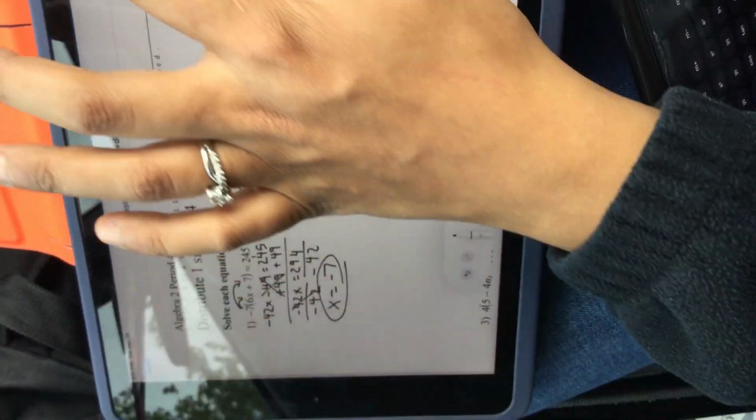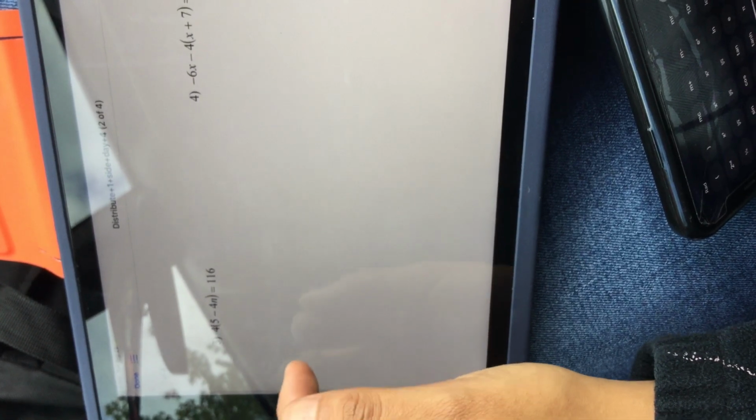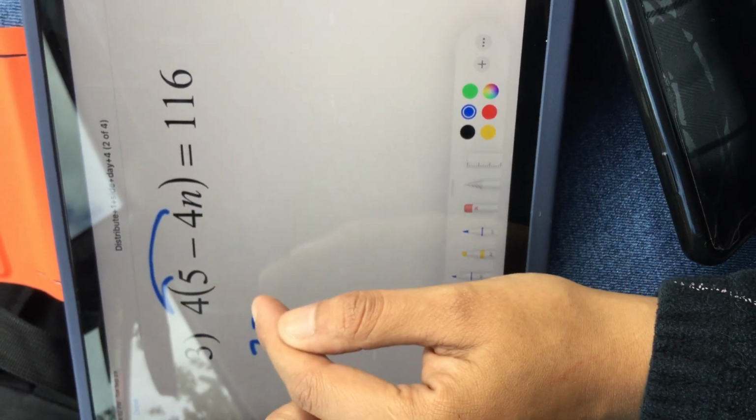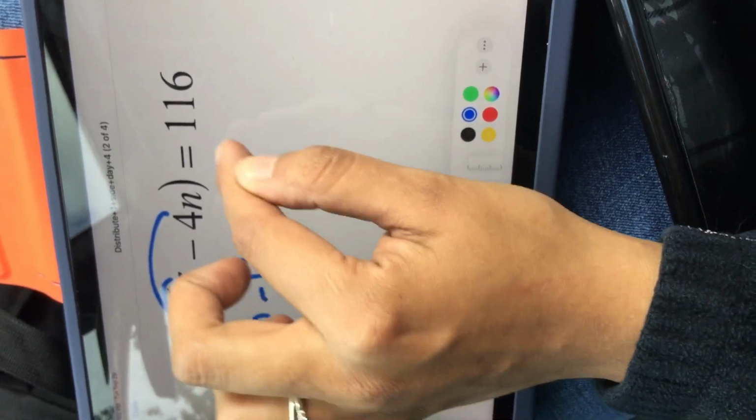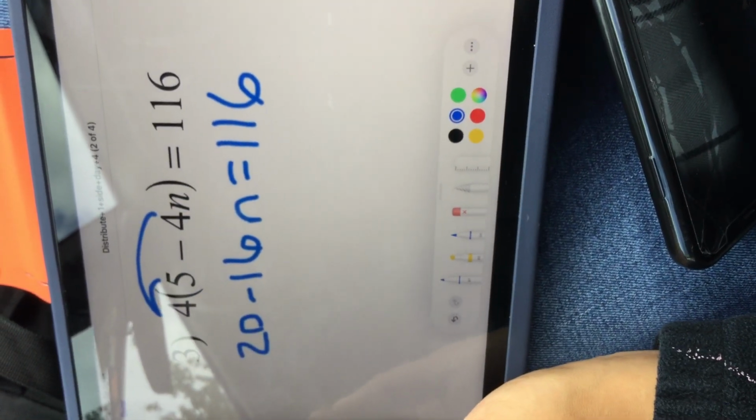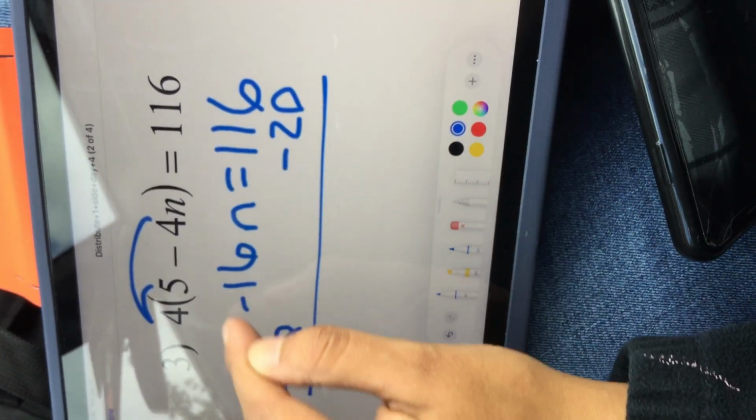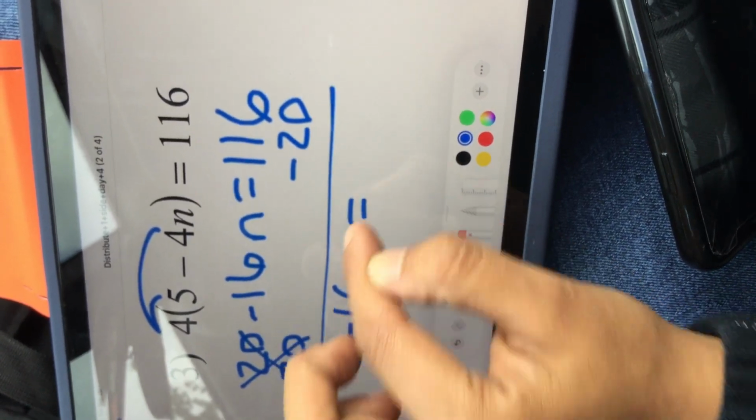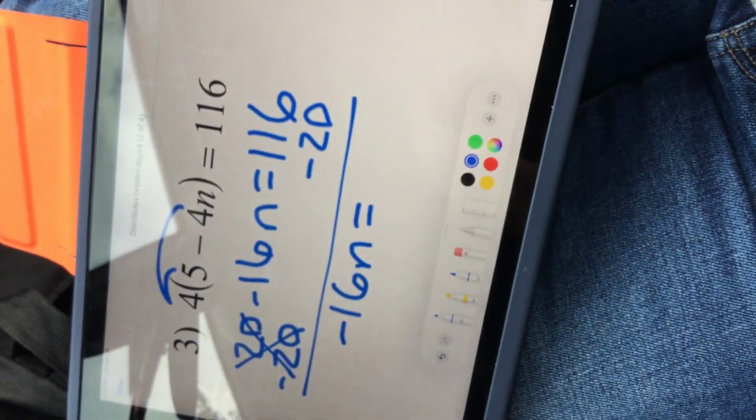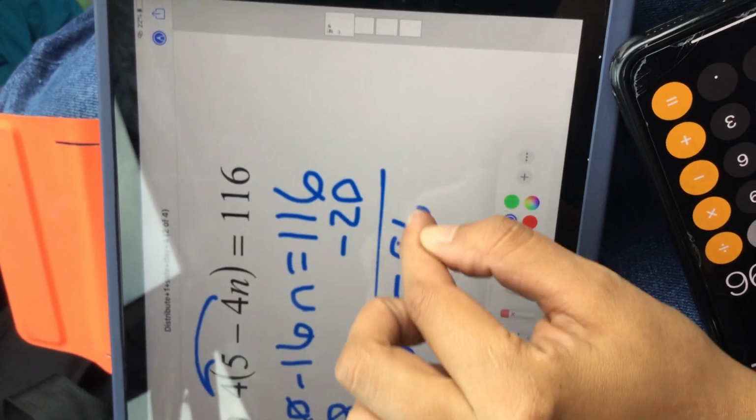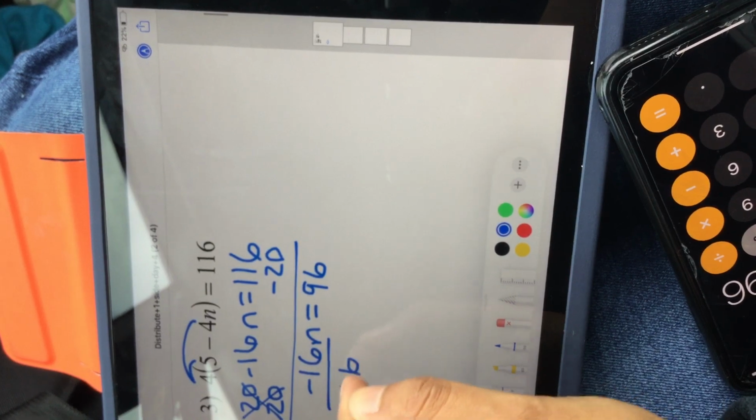If we scroll down a little bit, we can look at number 3. Our first step is going to be to distribute. So you've got 20, and then you've got minus 16n equals 116. Then we're going to add or subtract. So in this case, minus 20, minus 20. Minus 16n equals, I don't even know, 96. Our last step is going to be to divide by that negative 16.